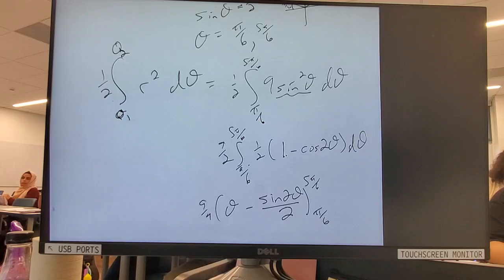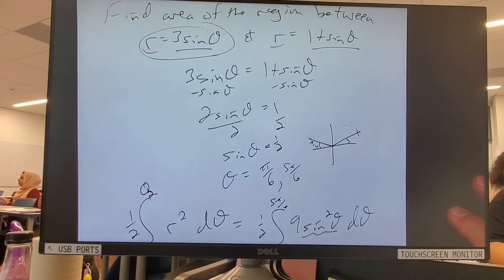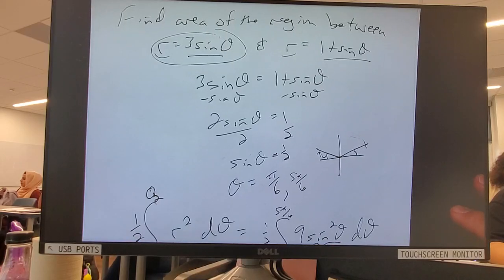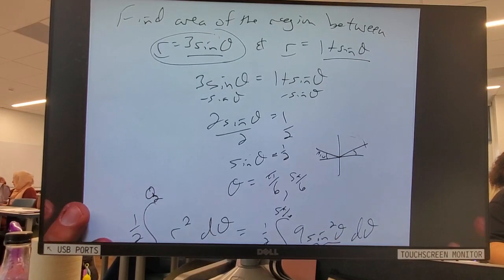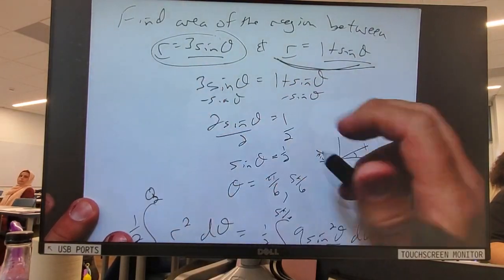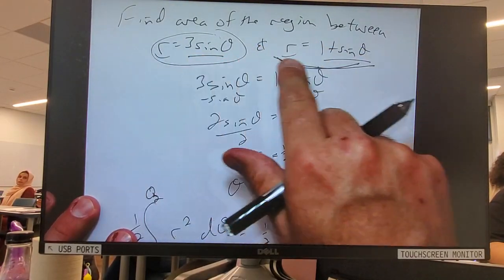Yes? This may be a dumb question, but didn't we have 2 values for r for this? Oh, yeah. So why did we choose 3 sine theta instead of 1 plus sine theta? Oh yeah, okay. I completely forgot that this guy was even here. I thought this guy was everything for a moment. That's my fault. It should just be the difference of these two then.